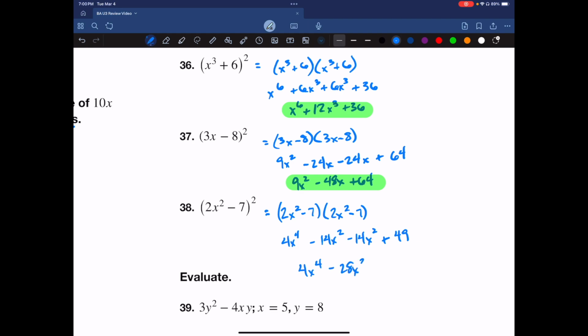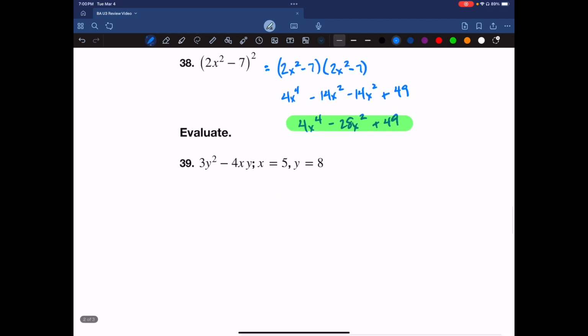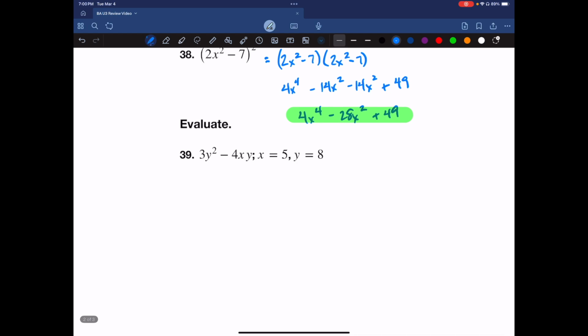That's minus 28x squared, number 39. You ever see a problem like this where it says evaluate, and they give you some expression, and they say, hey, x is this and y is this? All that means is you're going to plug it in. So you have 3y squared, which says 3, open parentheses, plug in the y, 8 squared, minus 4, open parentheses, 5, open parentheses, y, 8.